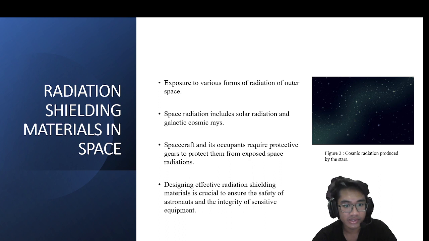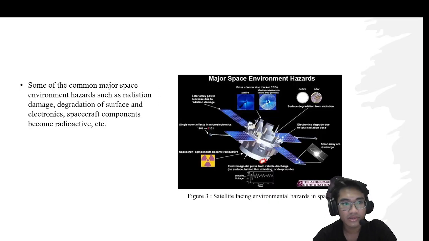Designing effective radiation shielding materials is crucial to ensure the safety of astronauts and the integrity of sensitive equipment. Here are some of the common major space environment hazards, such as radiation damage, degradation of surface and electronics, spacecraft components that can also become radioactive, and many more.